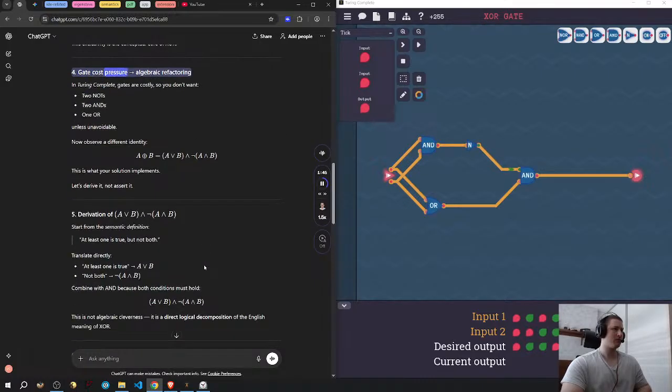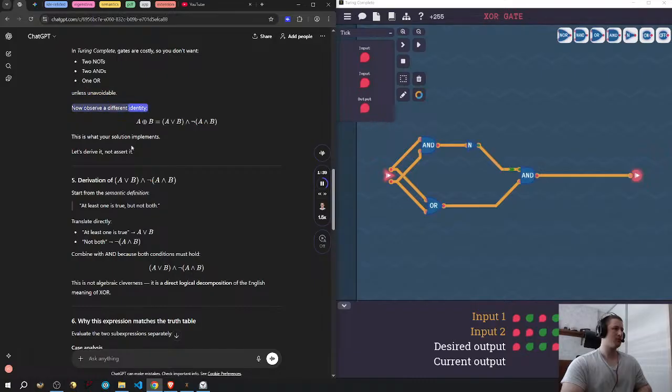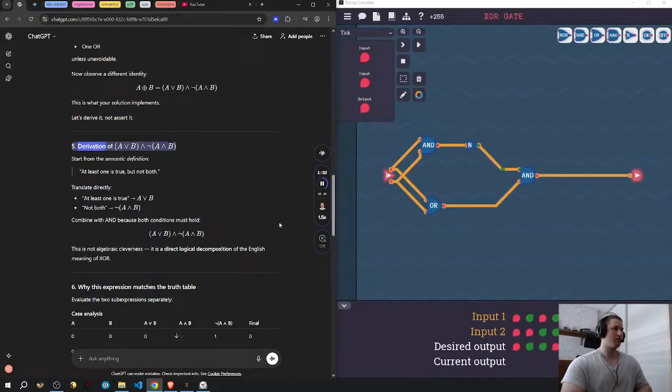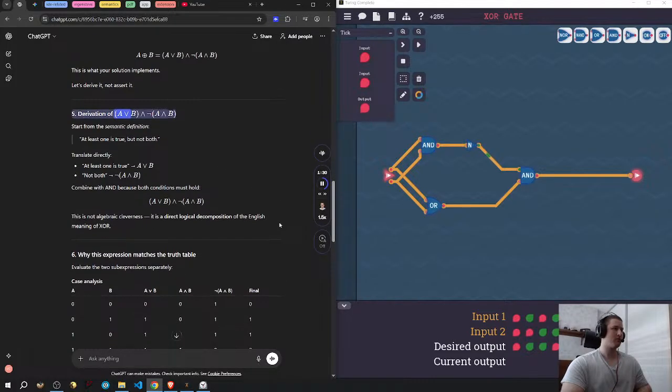4. Gate cost pressure. Algebraic refactoring. In Turing Complete, gates are costly, so you don't want 2 NOTs, 2 ANDs, and 1 OR, unless unavoidable. Now observe a different identity: a XOR b equals (a or b) and not (a and b). This is what your solution implements. Let's derive it, not assert it. 5. Derivation of (a or b) and not (a and b).